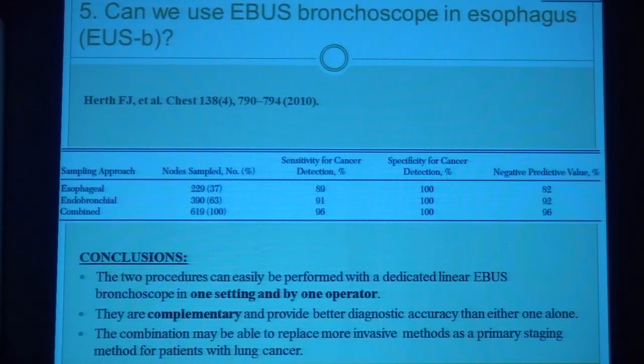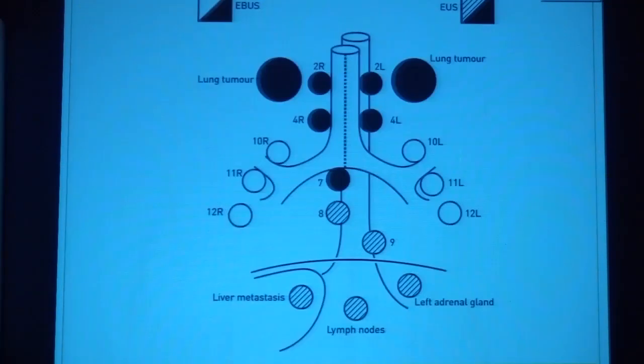And the next study, in the same issue of Chest, a German study, again did esophageal staging with a negative predictive value of 82%, then endobronchial staging 92%, and when they combined these two, 96% again. So they concluded that complete staging can be done with one instrument in one session by one operator, very fast, in basically the same session with the same resources.